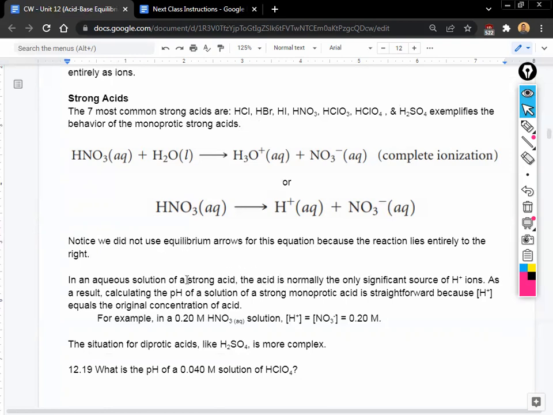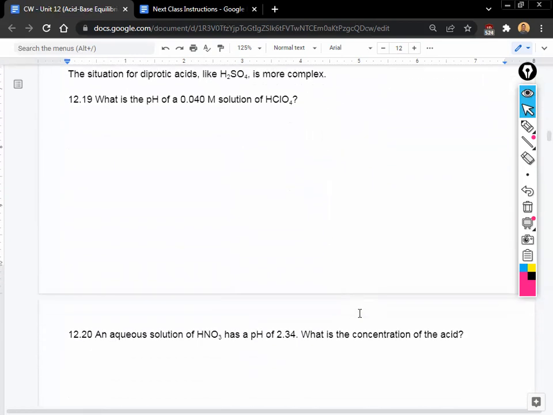Okay, so basically what this tells us is that in a strong acid, the acid is the only significant source of H+ ions. And so it's very straightforward to figure out the pH of these solutions because everything dissociates. Okay, it gets a little more complex later, but I'll show you guys what that means in a sec. So let's take a look at the pH for this compound right here. Okay, so HClO4, is this a strong or a weak acid?